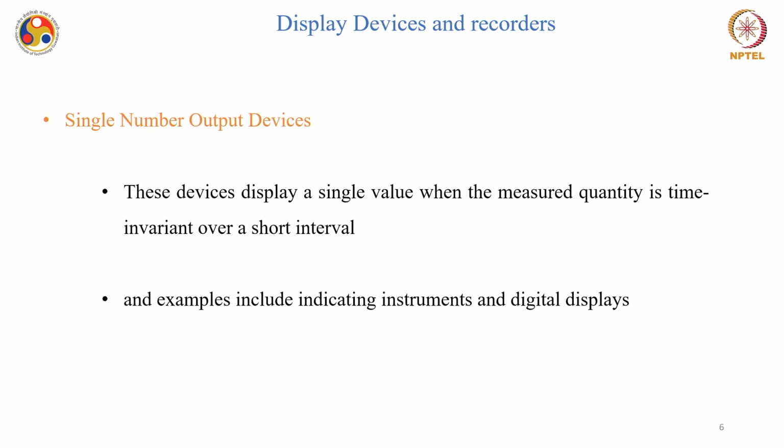Let's see first the single number output devices, which were more popular in the 1980s or so, okay. These devices display a single value when the measured quantity is time invariant over a short interval, and examples include indicating instruments and digital displays, okay. Although it is not obsolete right now, because we have seen several indicating instruments that still exist and we use them on a day-to-day basis in the laboratory, okay. However, these kinds of display systems were very popular earlier when the concept of displaying the measured data came, okay.